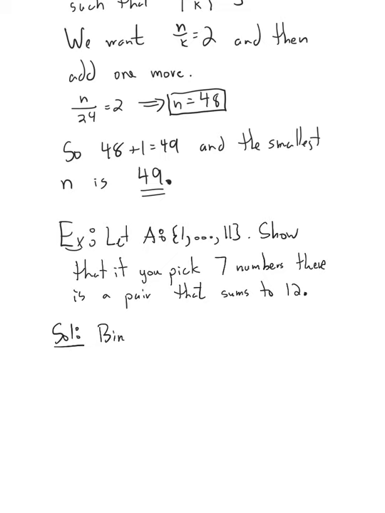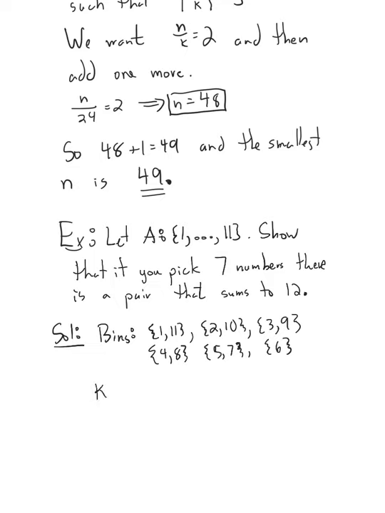So our bins, or our boxes, are going to be 1, 11, 2, 10, 3, 9, 4, 8, 5, 7. And we have this bin 6, which we'll just have by itself. It doesn't have the same size. That's okay. So the idea is that, well, we have these bins, and we're picking 7 numbers.